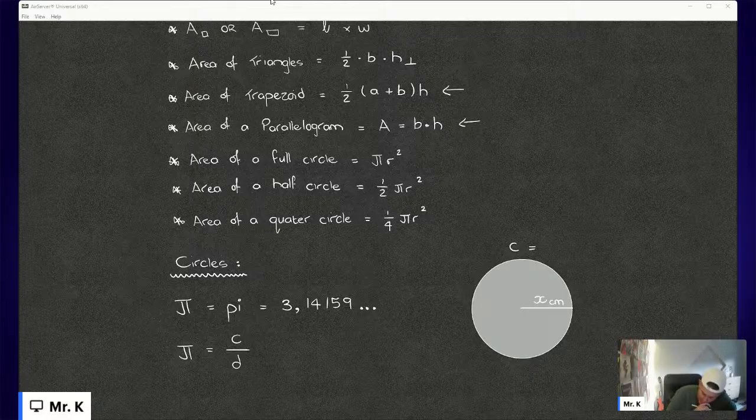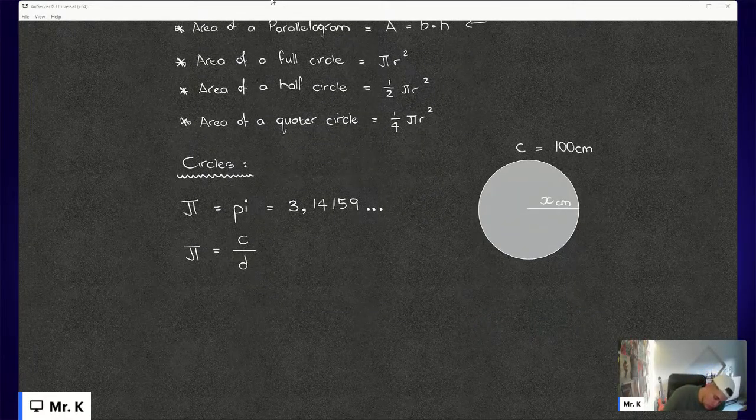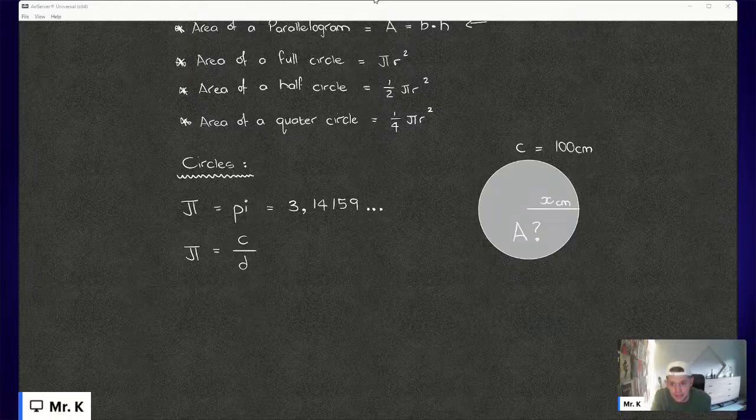But they tell you that the circumference of the circle is, let's say, 100 centimeters long, just as an example. Right? We know the length of the outline of the circle, the circumference going all the way around. If your teacher gives you this information and then asks you to calculate the area of this circle, how are you going to go about doing that?